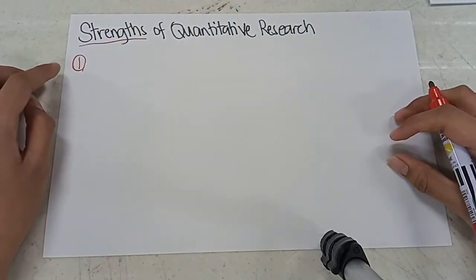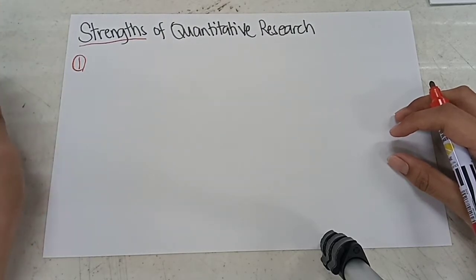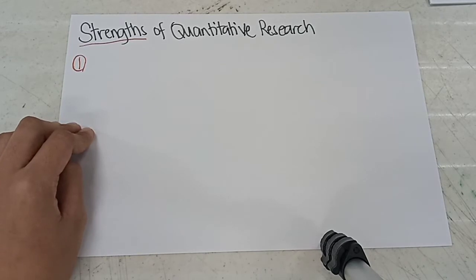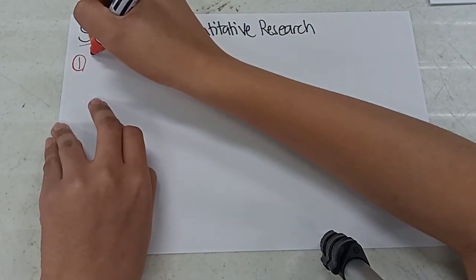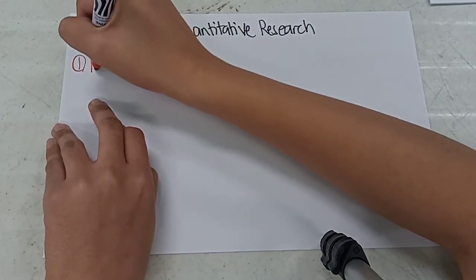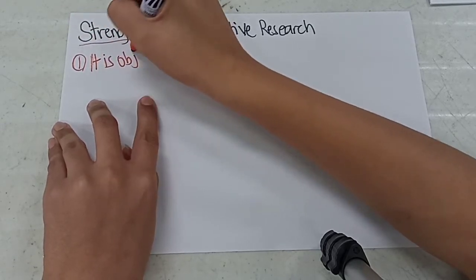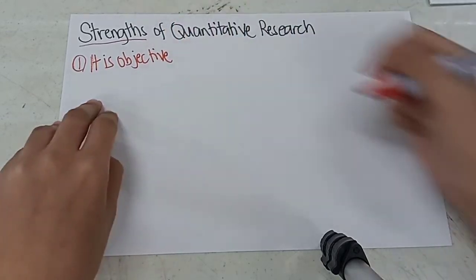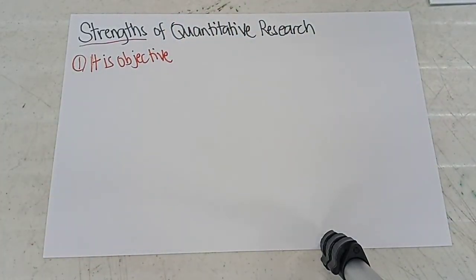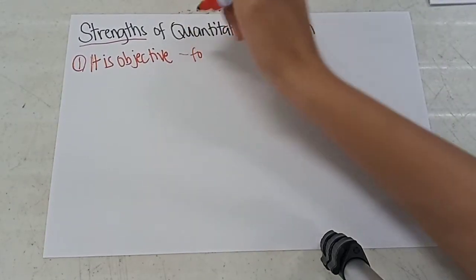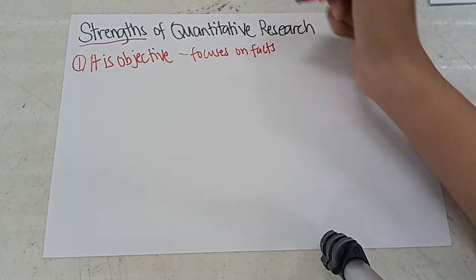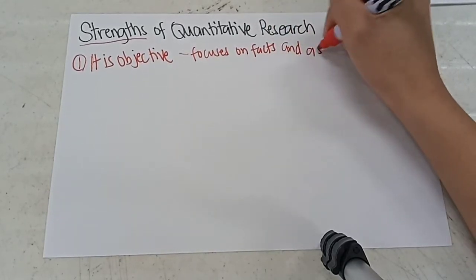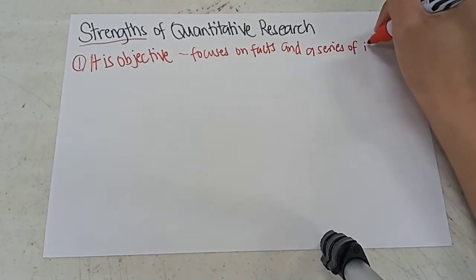Actually, the first advantage or strength of quantitative research is also the first characteristic of quantitative research, and it is that quantitative research is objective. Quantitative research is objective in nature. Whenever we say objective, quantitative research focuses on facts and a series of information.